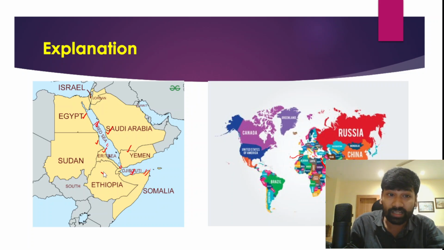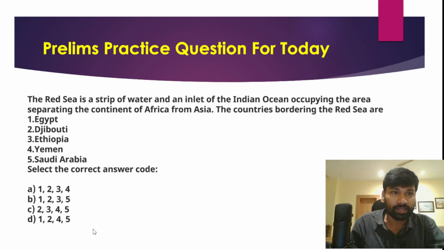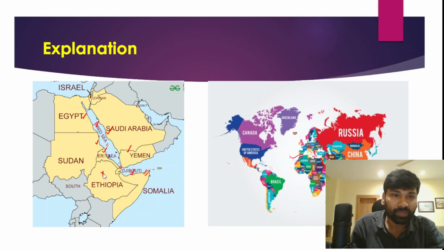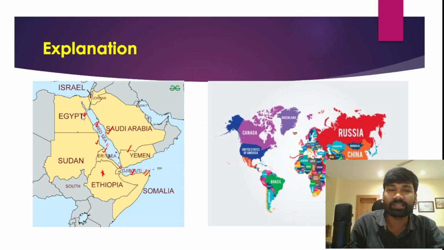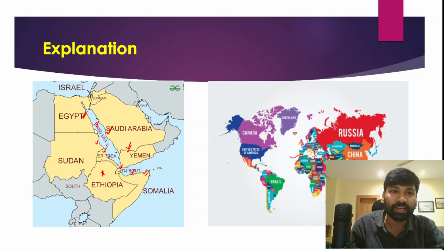But one thing you need to understand: Ethiopia is not sharing its borders with the Red Sea, right? So you can eliminate Ethiopia, which means option 3 can be eliminated, because Ethiopia clearly does not share its borders with the Red Sea. But all the remaining countries given in the options, such as Egypt, Saudi Arabia, Yemen, and Djibouti, share their borders with the Red Sea, and this is the location of the Red Sea. I hope it is clear for all of you.